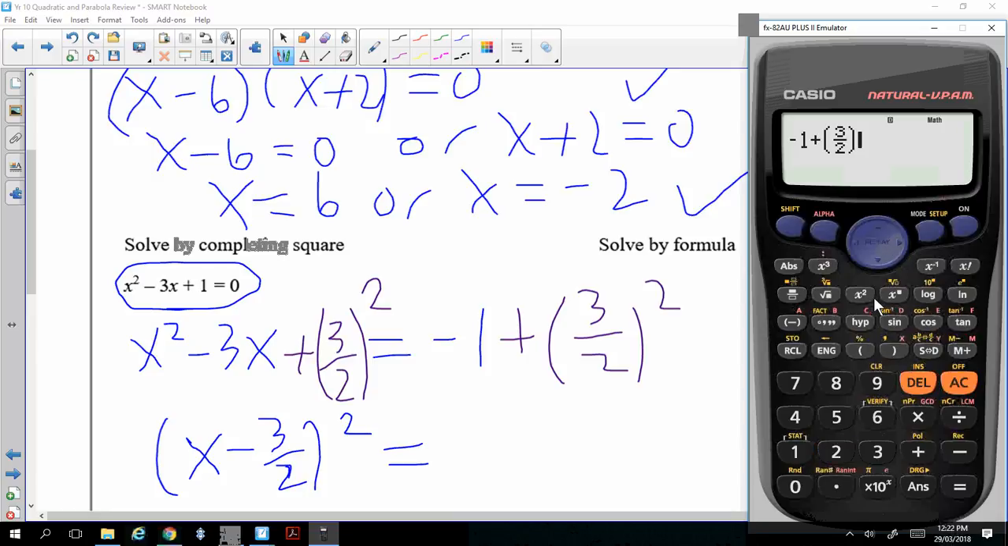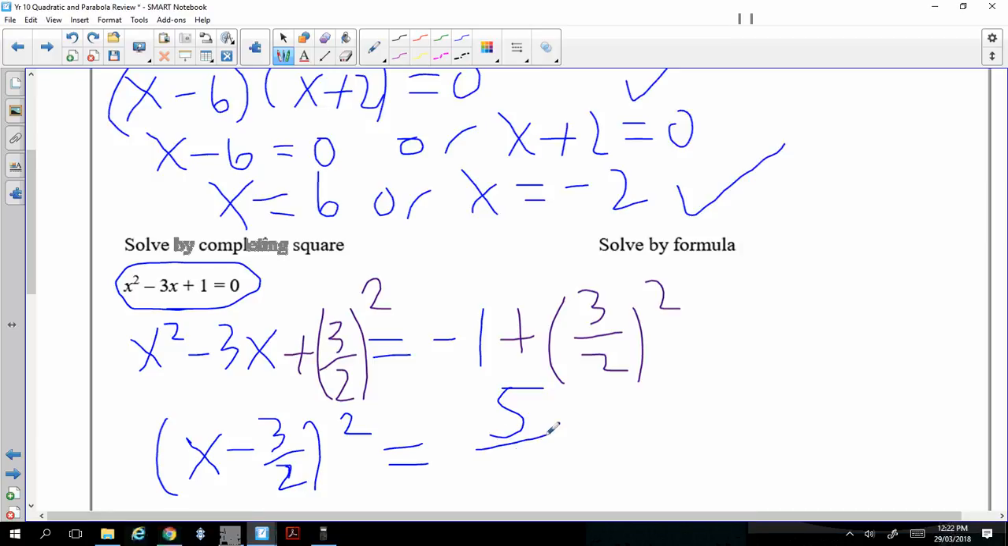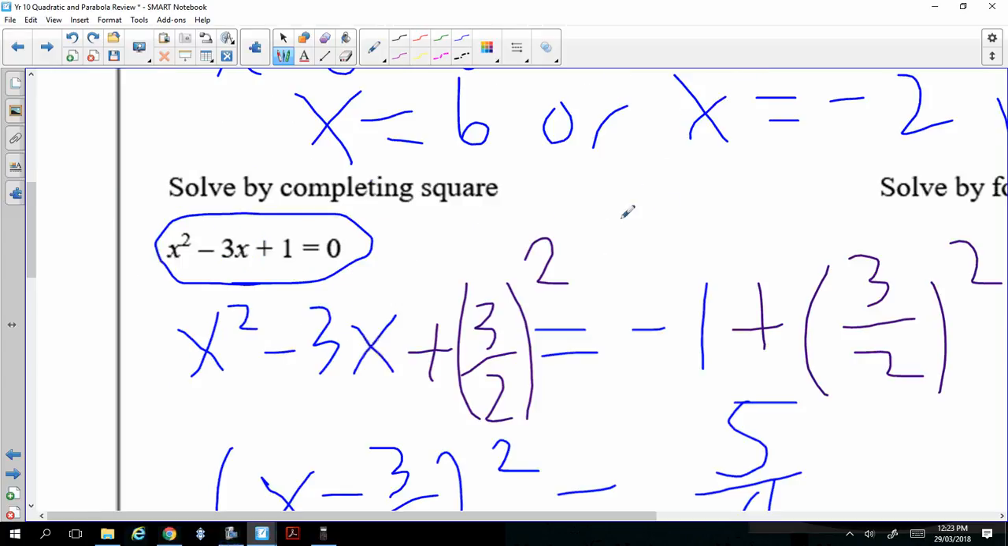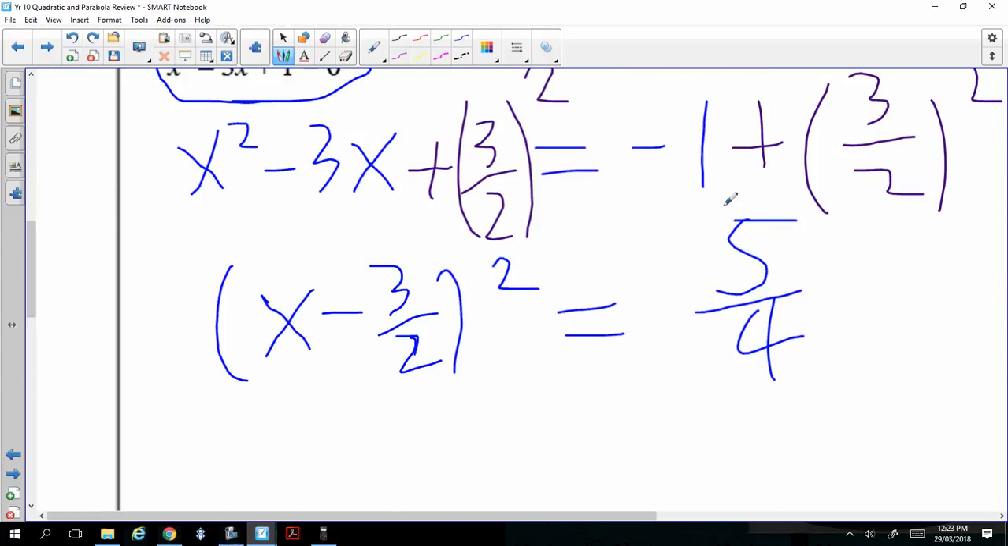And then you can solve it. Okay, let's solve. How do I solve it now? You just have to square root this, and then you have to put plus and minus. Okay?